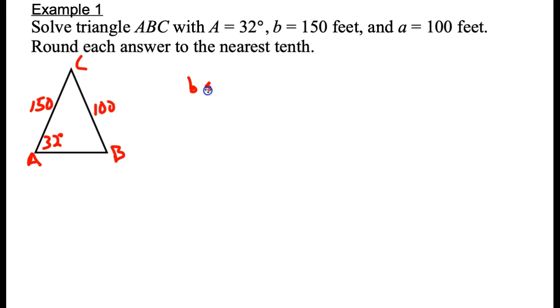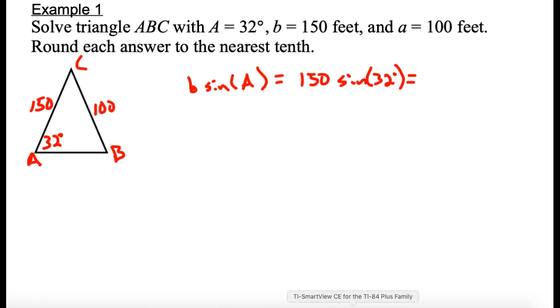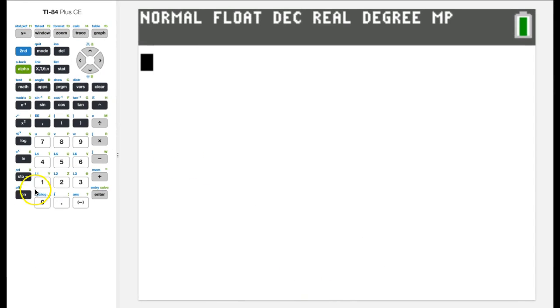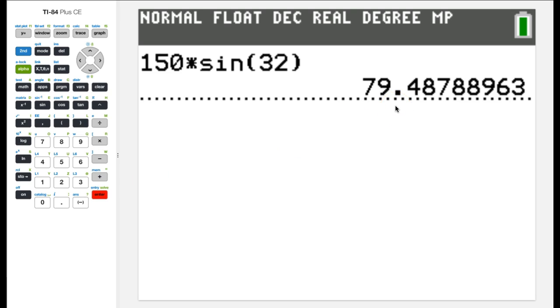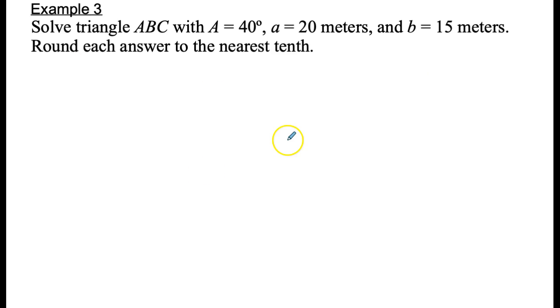B times the sine of 32 degrees will be 150 times the sine of 32 degrees. Let's calculate that: 150 times the sine of 32. And remember, make sure that you are in degree mode. So that's 79.5.